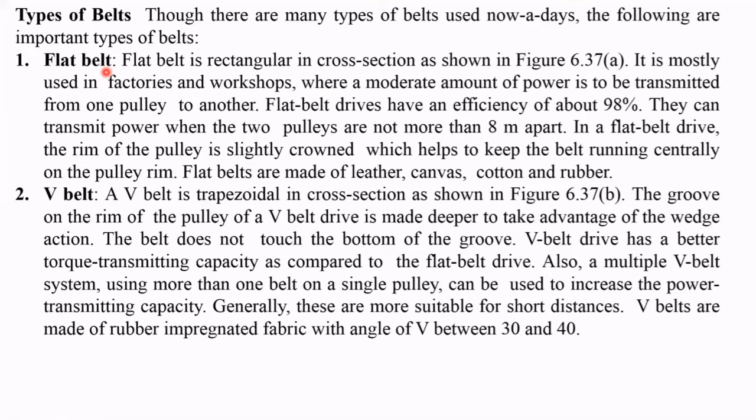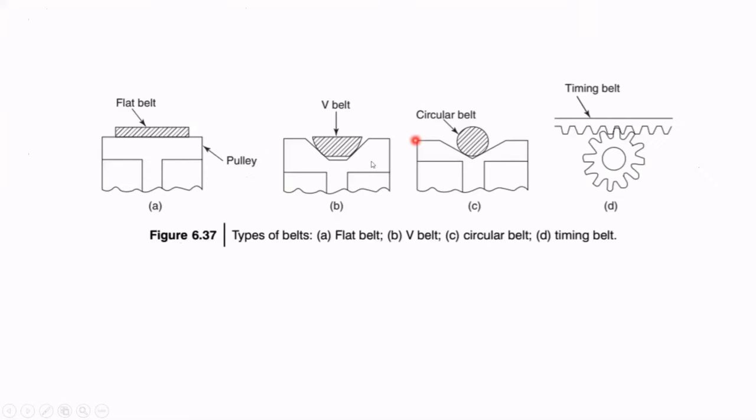And the second one is V belt drive, where the cross section of the belt is in V shape, means trapezoidal shape. See this, we have three types of belts. This is the flat belt, where the belt cross section is rectangular. Second one is V belt. V belt means the cross section of the belt is V shape, trapezoidal shape, not 100% V shape, and there is a gap between the pulley and the belt.